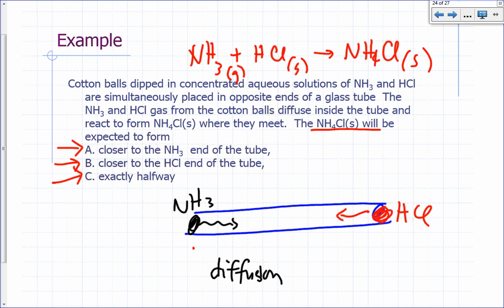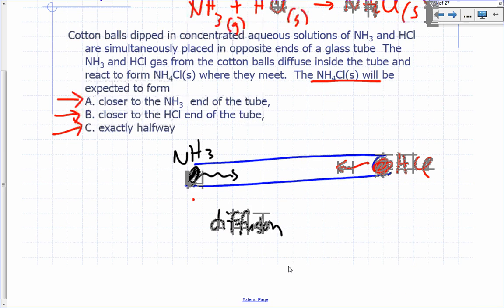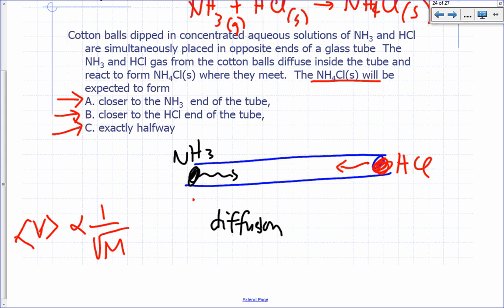To answer this question, you need to compare the rate of diffusion of ammonia and HCl. Which molecules will move faster? We're talking basically the same temperature, same kinetic energy. So you compare the average speed. Well, how's the average speed related to the molar mass? Average speed is what? Inversely proportional to the square root of the molar mass, right? So what are the molar masses?